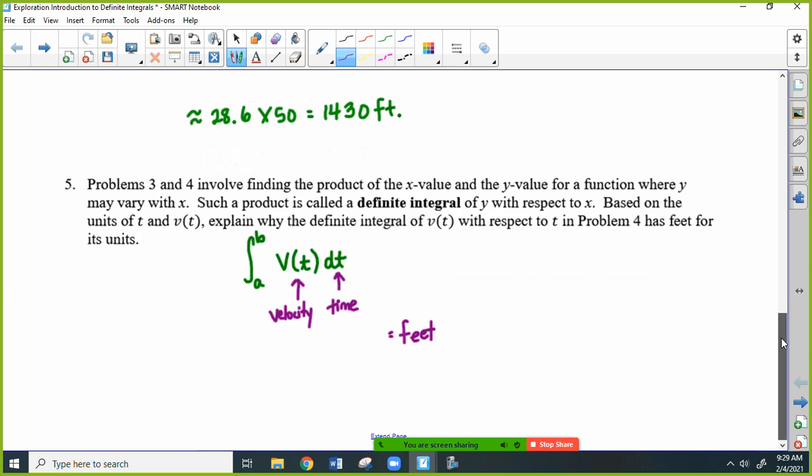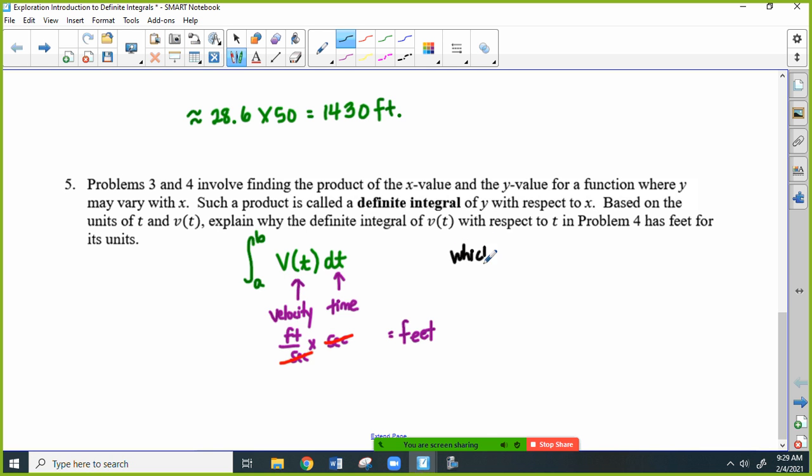Why do my units end up being feet? Right, because the seconds end up canceling. Because velocity is feet per second, and I'm multiplying by seconds. And mathematically, the time would cancel out. Okay? All right, which just reiterates what I said before.